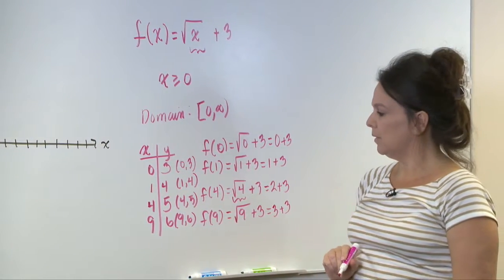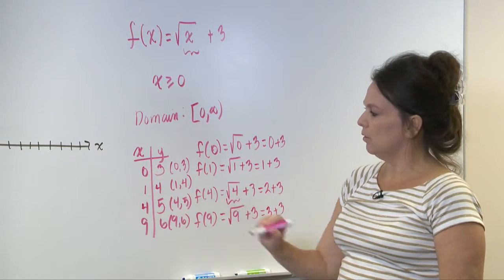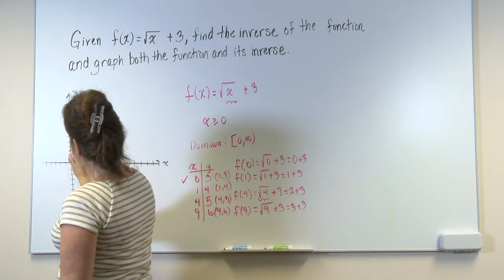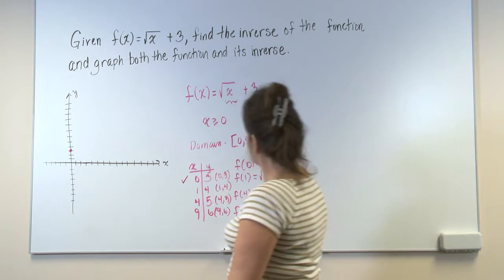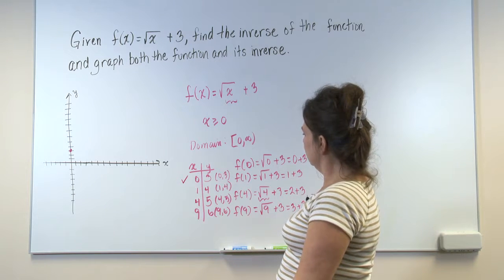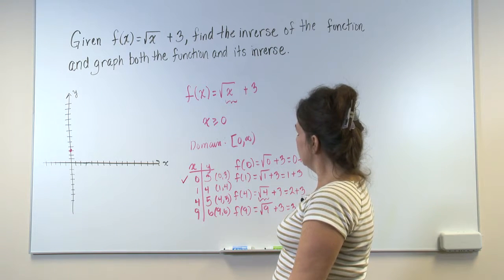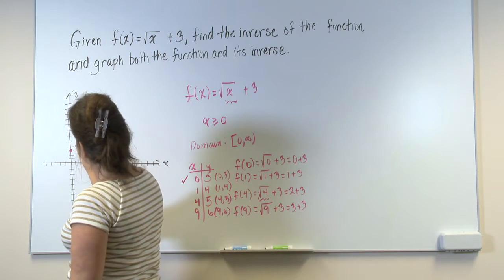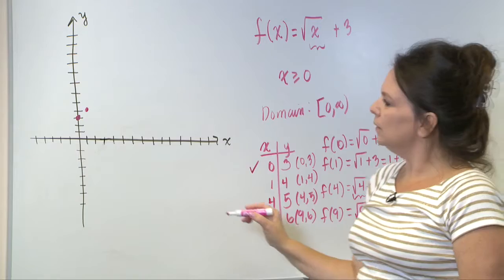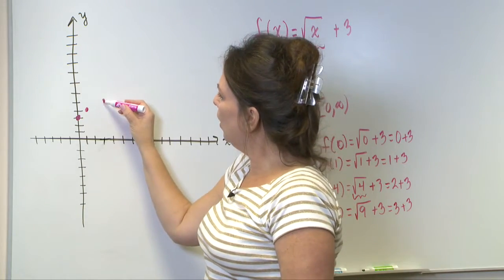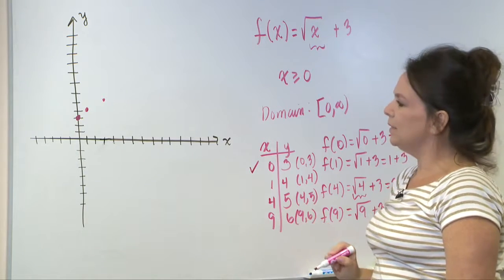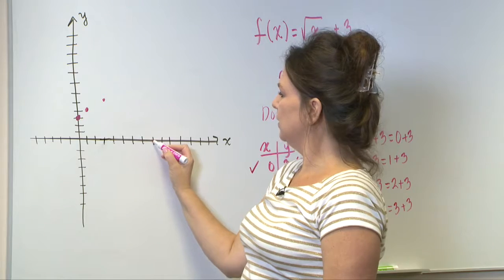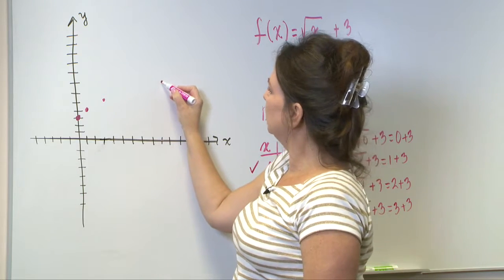And so now I'm going to plot these points. I'm going to start with 0, 3. I'm going to come over here, 0, 3. And that's the first point. The next point is 1, 4. So we have 1, 4. Our third point is 4, 5. And then our next point is 9, 6. 1, 2, 3, 4, 5, 6, 7, 8, 9, 6.